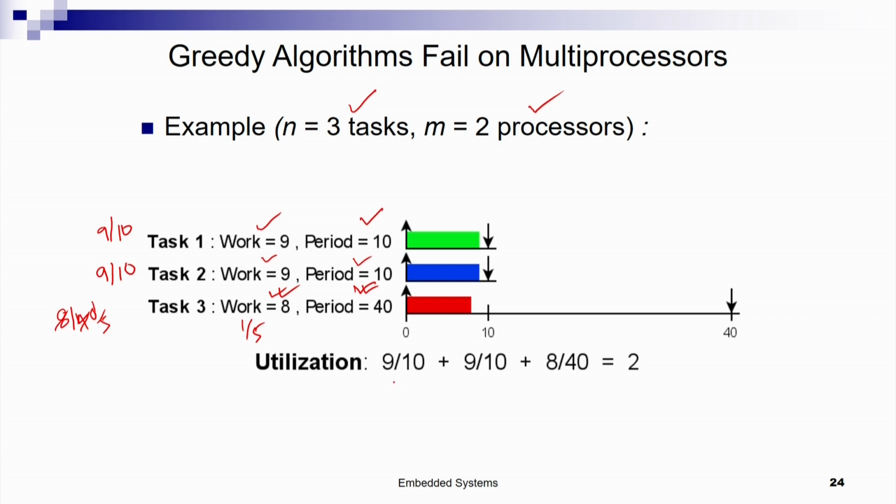If we add these utilizations, 9 by 10 plus 9 by 10 plus 2 by 10, it equals 2. So the total utilization is 2, and the total capacity of the system is also 2 unit capacity processors. So, in the ideal case, we should be able to schedule these 3 tasks feasibly onto these 2 processors. However, we will see that if we use greedy strategies like EDF, it is not possible to do so.